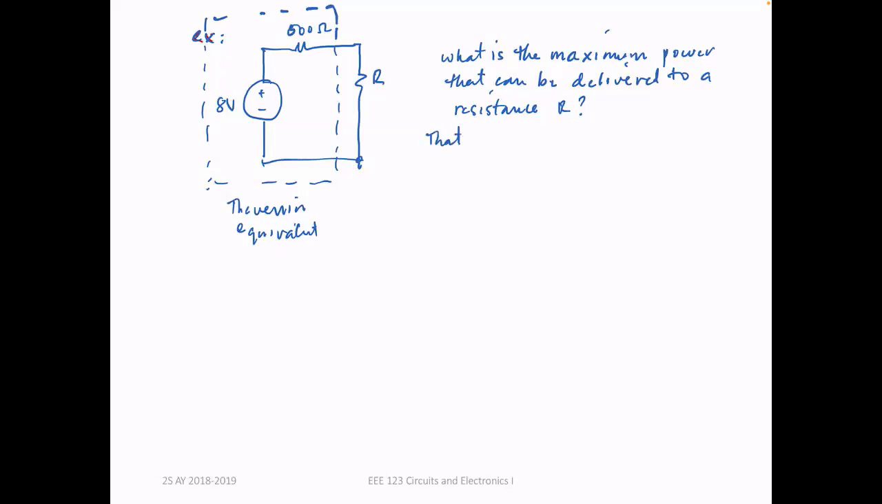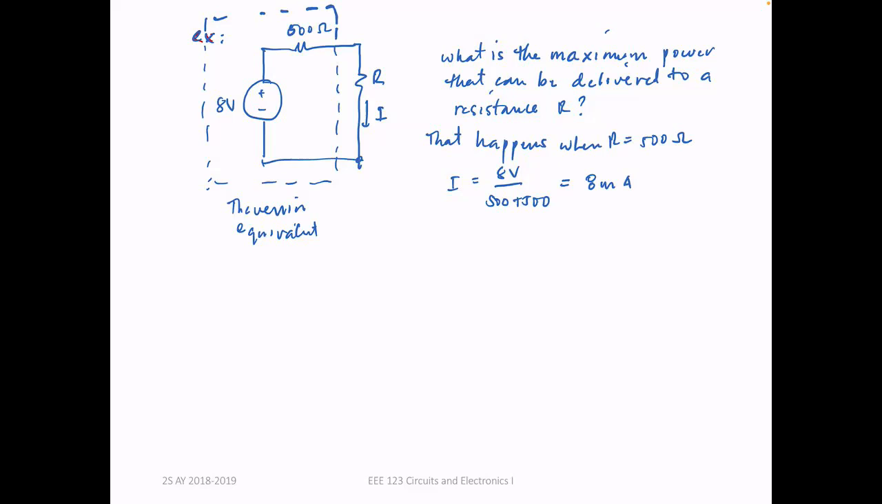Meron nang sumubok sumagot. That happens when R is equal to 500 ohms. So what will be the current when R is equal to 500 ohms? I will be equal to 8 volts over 500 plus 500. So 8 volts over 1,000, that's going to be equal to 8 mA.